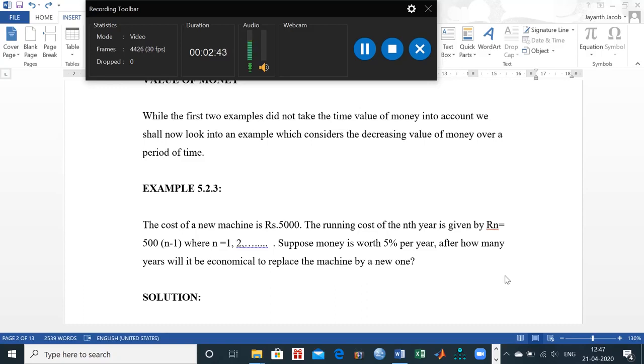In order to take that into account, we consider the time value of money. So if I spend 4,000 this year, it is 4,000. But if I spend the same 4,000 next year, it's actually a little less than 4,000. That is given by this percentage, and this percentage in this problem is 5% per year.